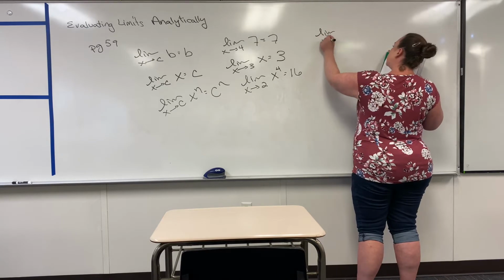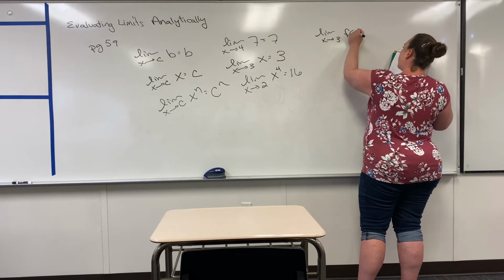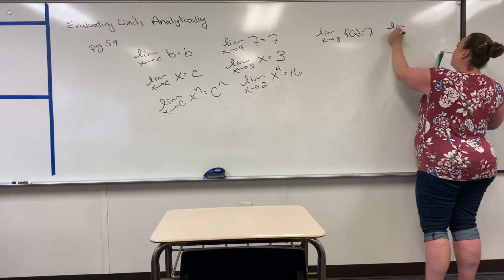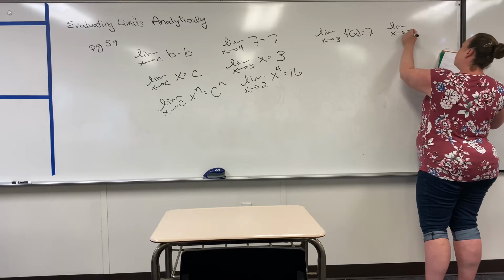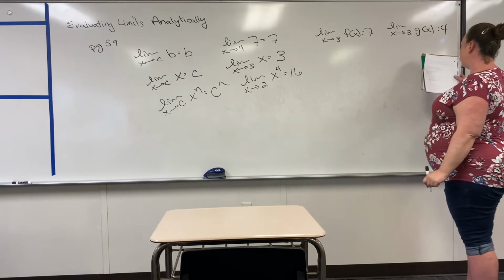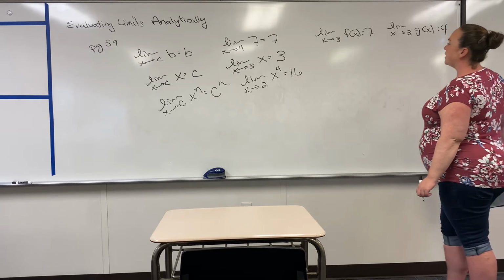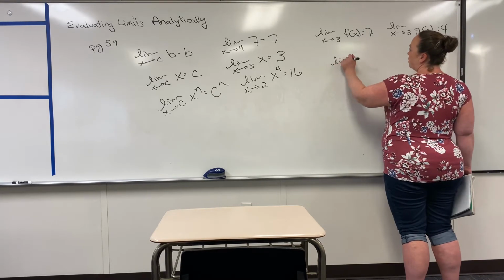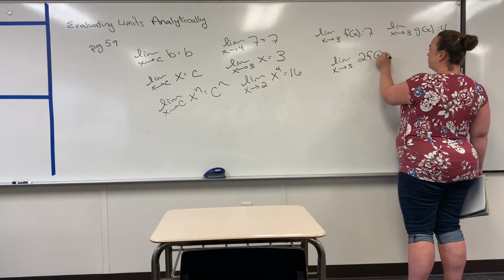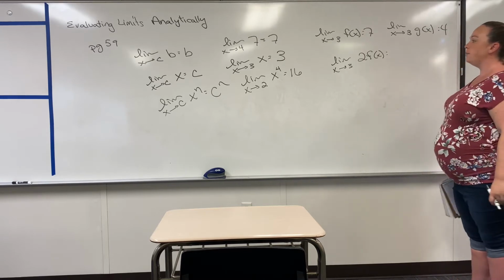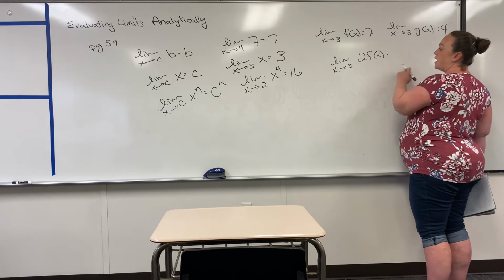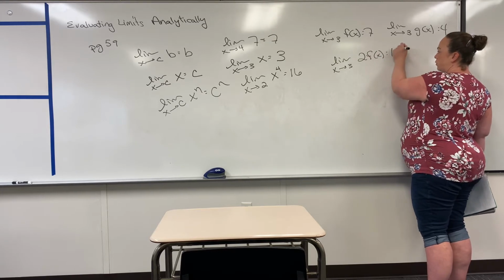So you've got the limit as x approaches 3 of f of x. They told you it was 7. And the limit as x approaches 3 of g of x is 4. And then they want to talk about scalars and things like that. So if it's scalar multiplication, that would be like 2 times f of x. Well, okay, if you know that the limit as x approaches 3 of f of x is 7, then 2 times that would be 2 times 7, so it's just 14.